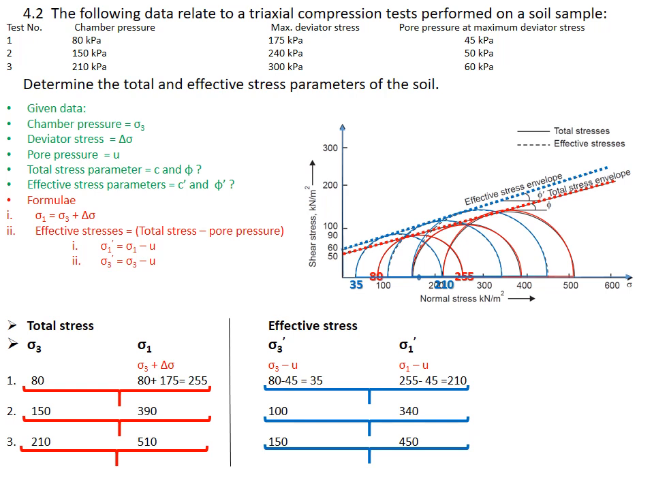This is how it will look. If you measure on your graph sheet now using a protractor, you can find the values of c and phi. The values you must get are around c of 50 and phi of 18, and c dash of 60 and phi dash of 20 respectively for effective stress.